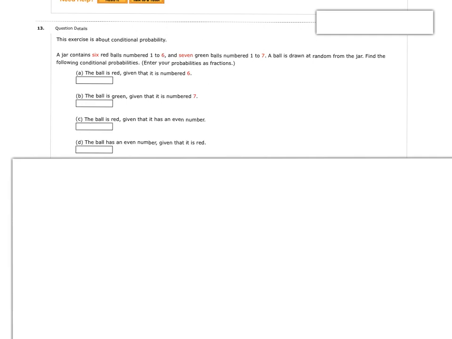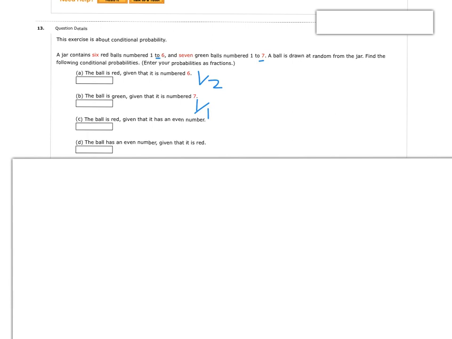All right, next up here, we got some conditional probability. It says the probability that a ball is red given that it is number 6. So it looks like both of these have a number 6 there. So I only have 2 number 6s, and out of those 2, one of them is red. Next up, the ball is green given that it is number 7. Looks like we only have 1 number 7 in this one. This one only goes 1 to 6. And so the probability that it's green is actually 1 out of 1. It's 100%.